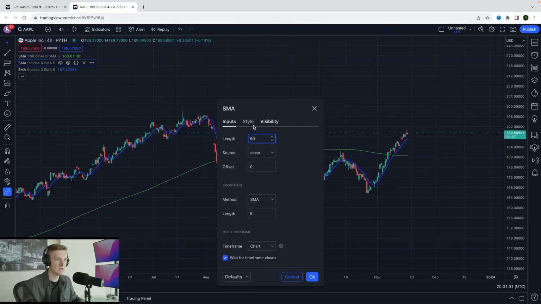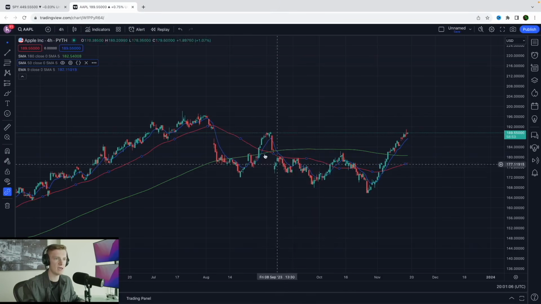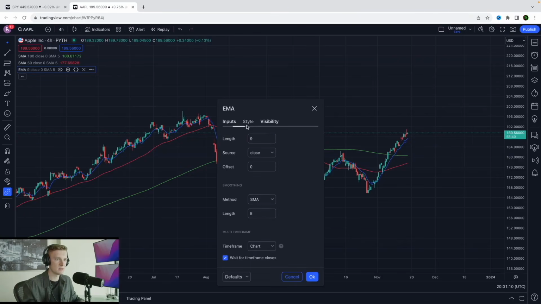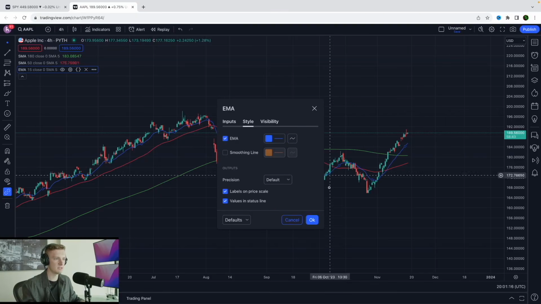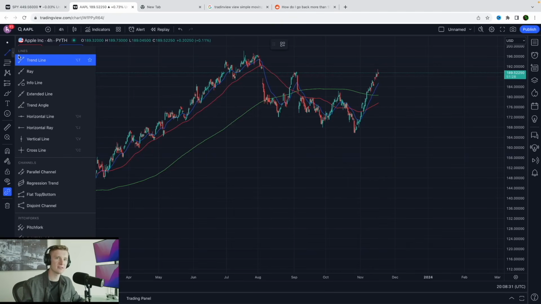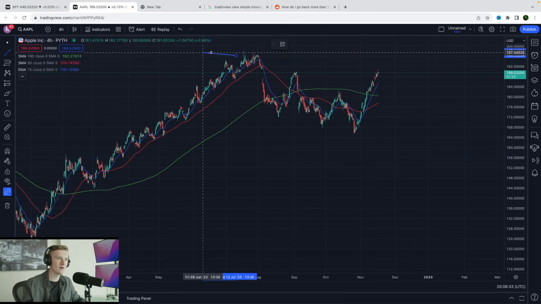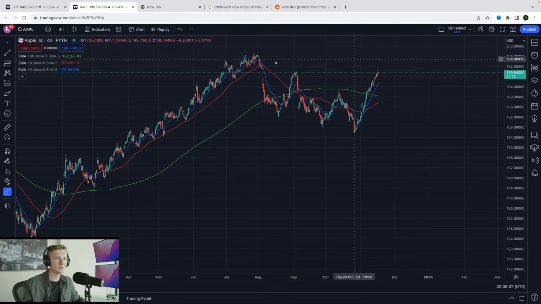Okay, the 50-day style, change that to red. Nice. And then lastly, the EMA. This is going to be the 15-day EMA. Then I will leave the color default to blue. Now, when it comes to drawing our trend lines, just click on this little trend line icon, and there you go. You're able to draw out those support and resistance lines we will need.